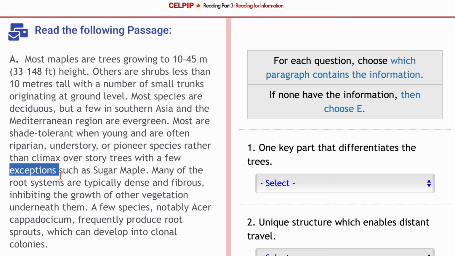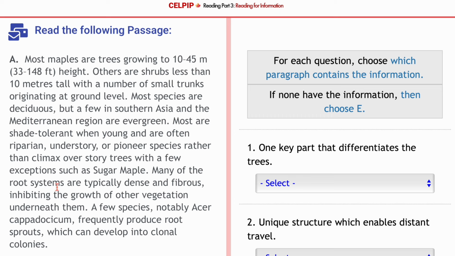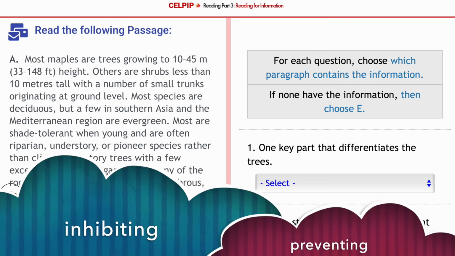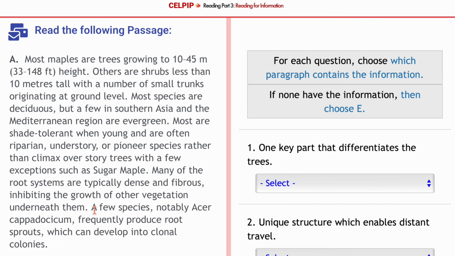Exceptions, not including, okay? Many of the root systems are typically dense and fibrous, inhibiting the growth of other vegetation underneath them. Inhibiting, stopping, preventing, okay? So it says that the roots can cause problems for other trees or plants growing. A few species, notably Acer capitosium, frequently produce root sprouts, which can develop into clonal colonies. Okay, so it talked a lot about the species of trees and some more characteristics of them.